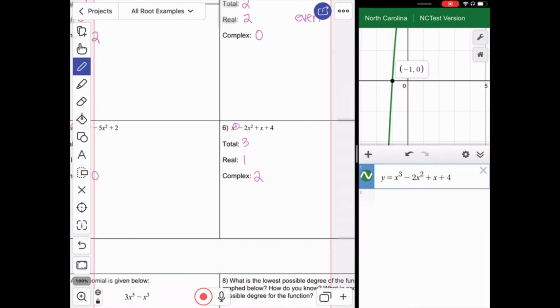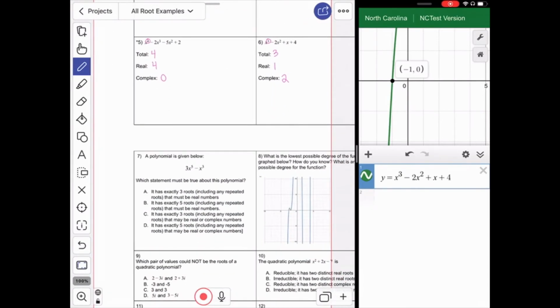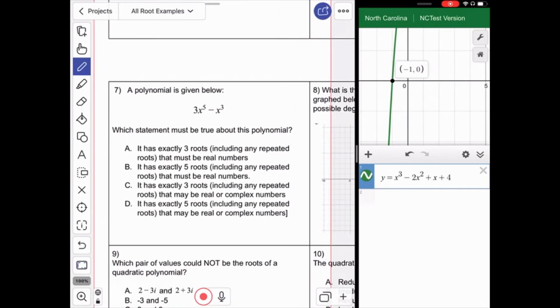All right, so just being able to look at it graphically makes a big difference in being able to tell how many reals, and then whatever's left over is your complex.